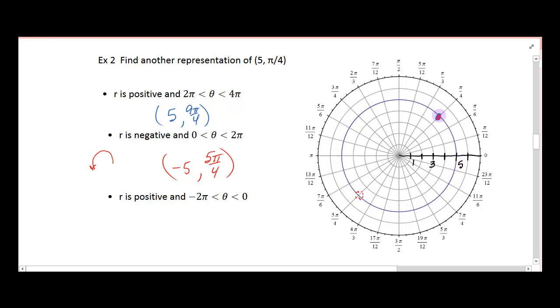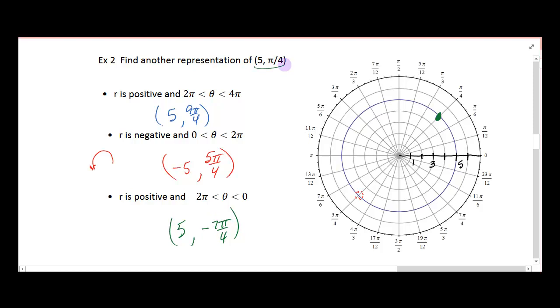back to the point I started with, okay, so I'm back here at this point, how far have I rotated? If I'm moving in this direction here, hopefully you're going to say that that is negative 7 pi over 4. So if I rotate, there's theta, and I need a positive r, so I'm going to move out from the pole 5. This is the third representation of my original point.